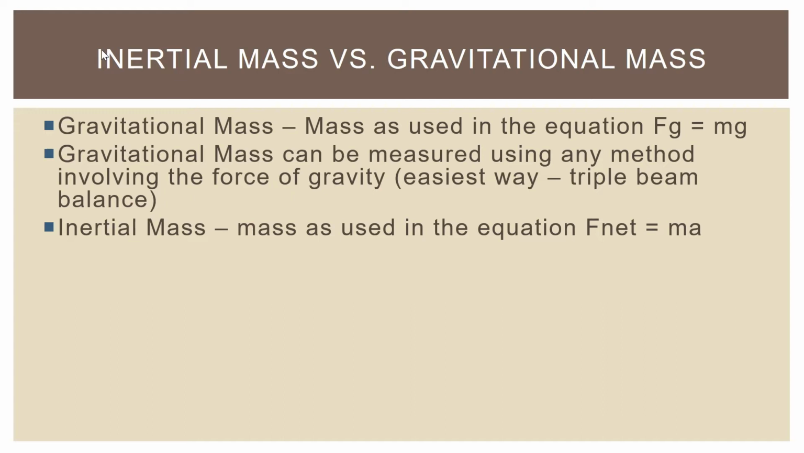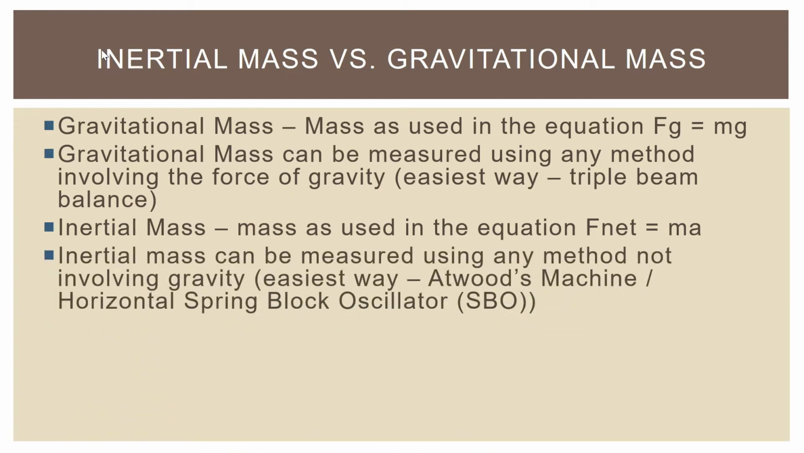The main reason why we are talking about this today is because in addition to an Atwood's machine being a good method for you to do that, it's important to realize that a horizontal spring block oscillator is also a great way to do that, because the inertial mass can be measured using any method that does not involve gravity. And so the basic idea here, I think, is pretty straightforward. If we take a block on a frictionless surface and we attach it to a spring, then we can use the information about its oscillation to determine the mass. That really is the point of this experiment and the reason why we are discussing this at this juncture.